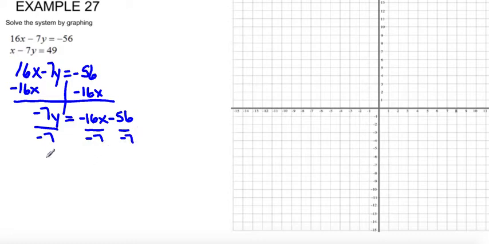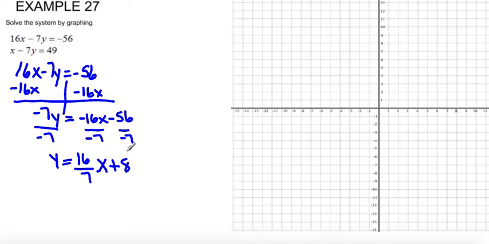So I have y equals negative 16 divided by negative 7. Two negatives when divided become positive, so it's 16 over 7 x, and then negative 56 divided by negative 7 is positive 8.